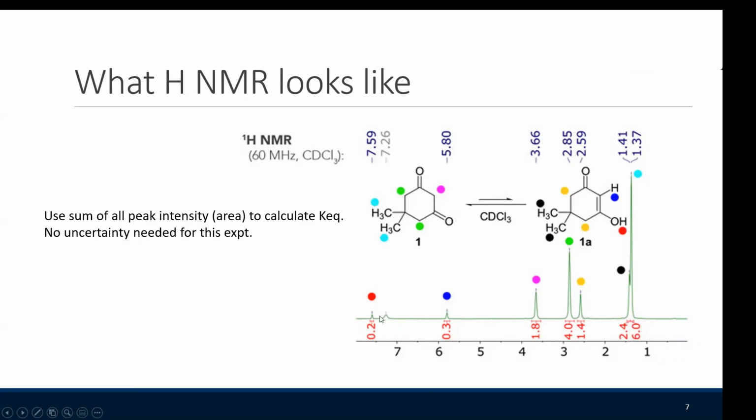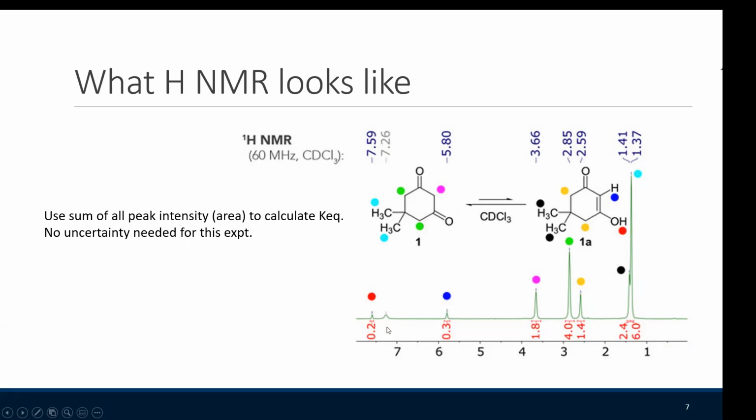So what about this one? Can you see this one? I labeled all other peaks, right? I labeled all the hydrogen peaks from the compound. What about this one? I didn't label anything here. That's the solvent peak. That's the peak from this deuterated chloroform.